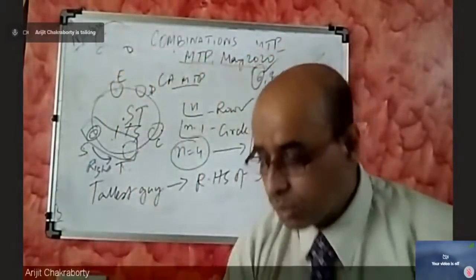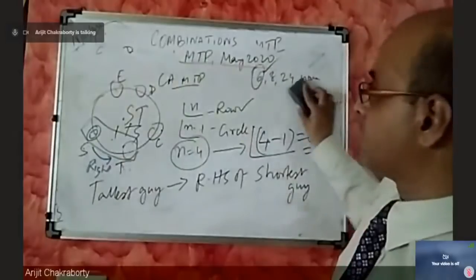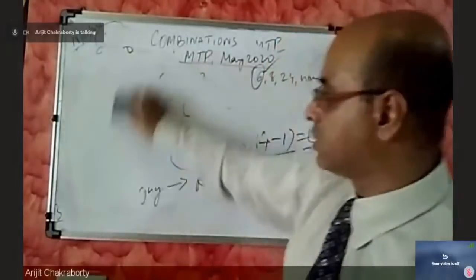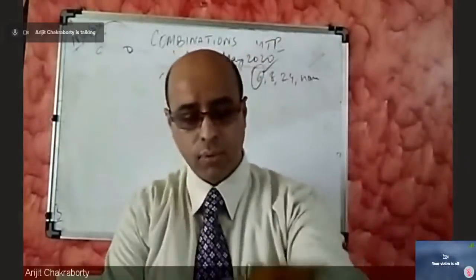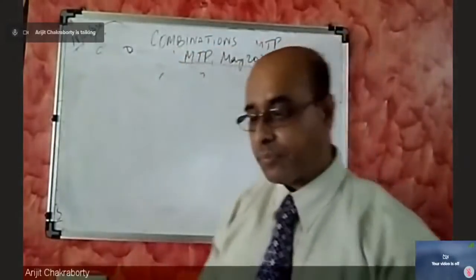Okay. Now we go to the last one, I think, in the MTP, and then we will take 2-3 other questions and we'll take the queries as well and try to wind up at 5, almost 5.